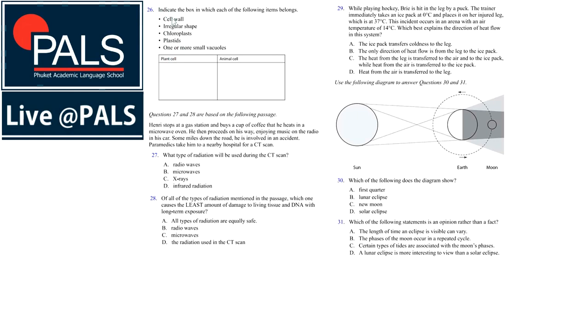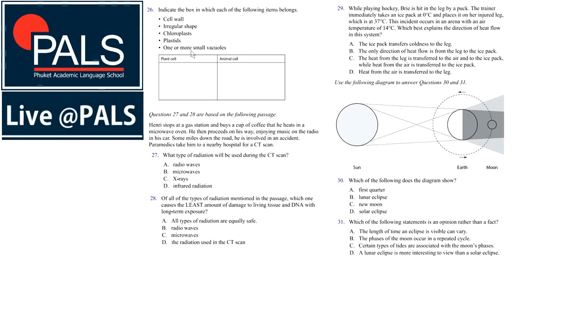What definitely goes into plant cells are the cell wall and the chloroplasts. Cell wall gives the plant cell its regular shape and rigidity. That means that irregular shape would probably go to animal cells here. And chloroplasts are the structures where photosynthesis happens. Chloroplasts are a form of plastids, so plastids go to plant cells as well. And the last one, one or more small vacuoles, goes to animal cells.